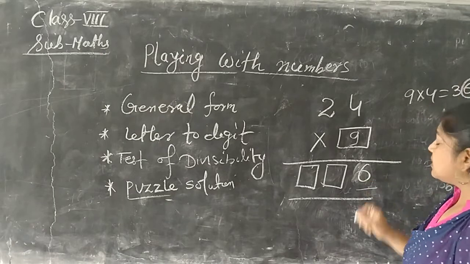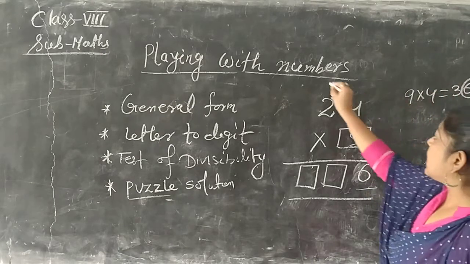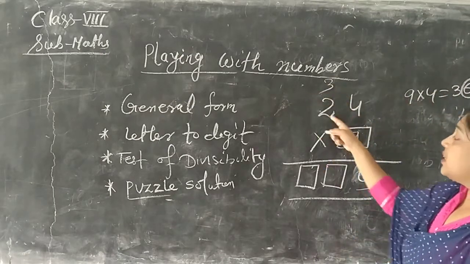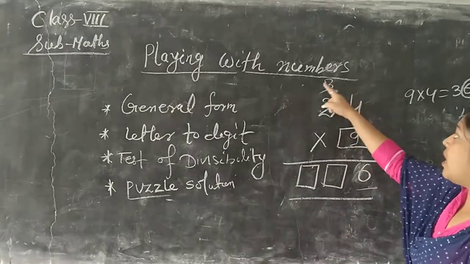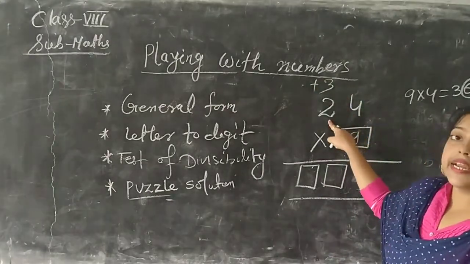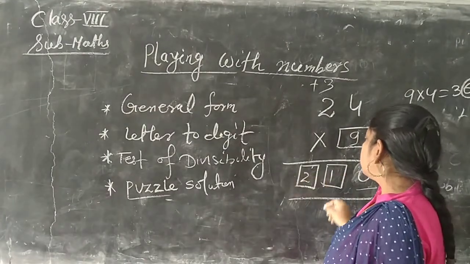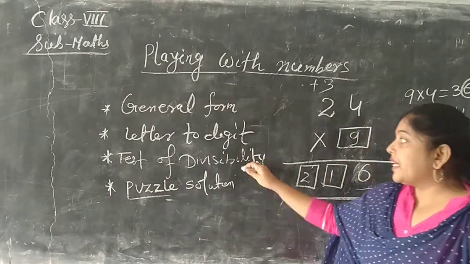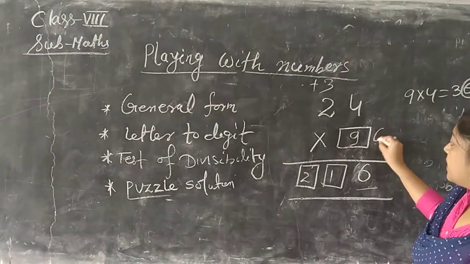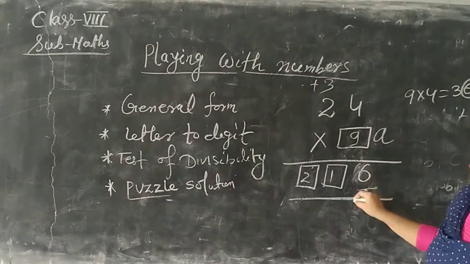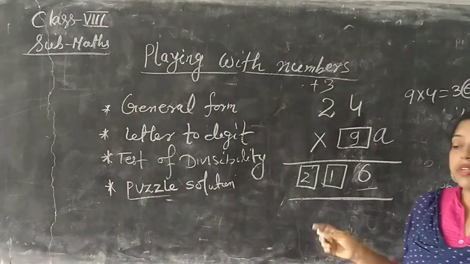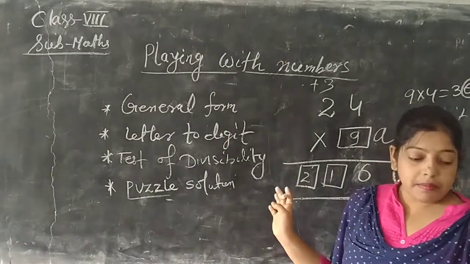So 6 is written in that place and 3 is the carry forward. Next, 9 times 2 is 18, plus 3, the answer is 21. So the last digit there is 8. This is how we apply the last 2 digits of the numbers.